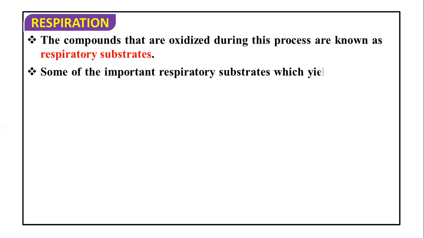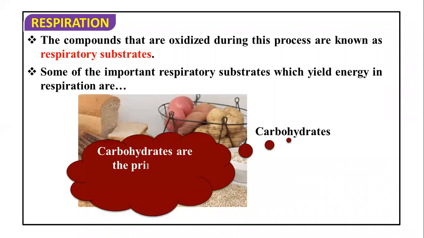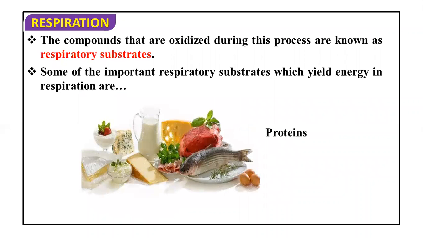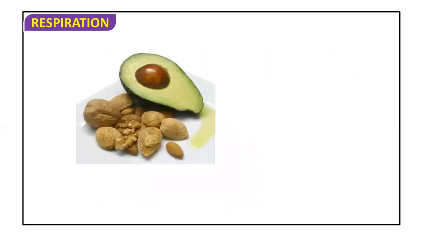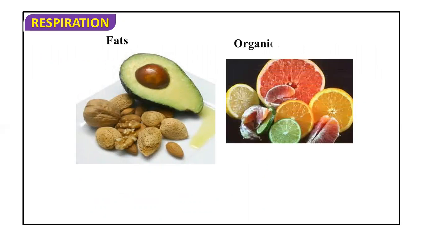Some of the important respiratory substrates which yield energy in respiration are carbohydrates. The common respiratory substrate that is used by the majority is carbohydrate, the principal or main respiratory source. Then another respiratory substrate is protein, which we can also get energy from. Fats are also a source of energy, and organic acids can be used as a substrate.